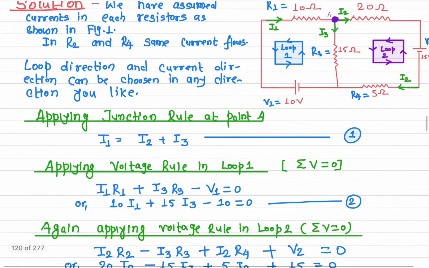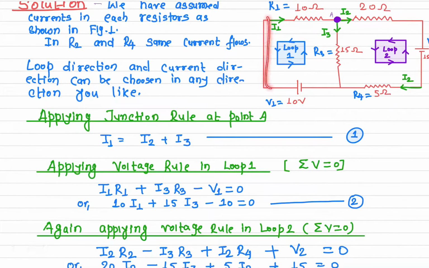Now let's apply the voltage rule in this loop here. Let's start with this one. This is my current direction, and here is my loop direction. If I look at this point here, the current and the loop direction are opposite. If that is opposite, then the potential difference across this resistor is positive.